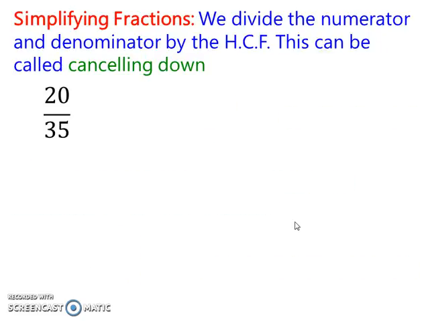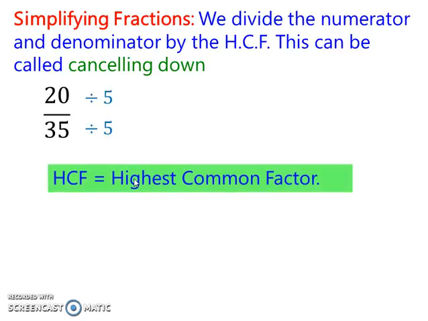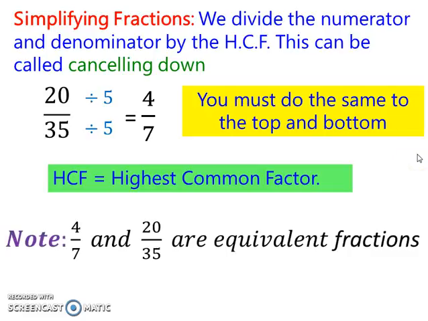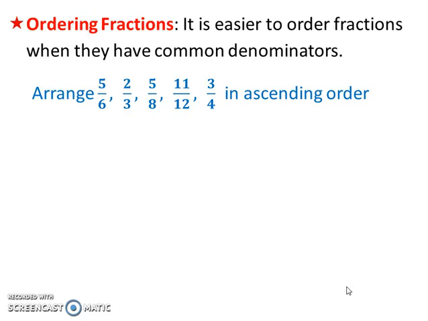The other thing we have to be able to do is simplify our fractions, and we just divide them by the highest common factor. So you look for the biggest number that can go into both of your numbers. For this one, you can divide by 5. That's our highest common factor. So 20 divided by 5 is 4, 35 divided by 5 is 7. So that's our answer, 4 out of 7. Remember, whatever you do to the top, you have to do to the bottom. And we call these fractions equivalent fractions, the 4 out of 7 and the 20 out of 35.